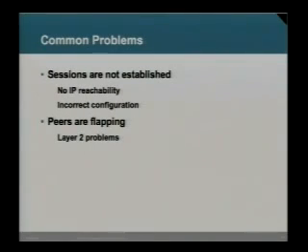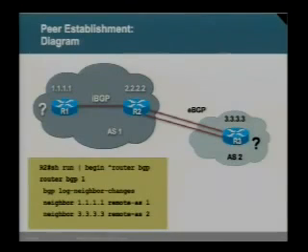If the sessions are not established, then you've probably got no IP reachability, or you've got some incorrect configuration. If the peers are flapping, then you can be pretty certain it's a layer 2 problem. Or it might be a remote router problem, but it's more likely to be a layer 2 problem. So what about the non-established sessions? I'm just trying to take a generic picture so we can look at what iBGP and eBGP do.